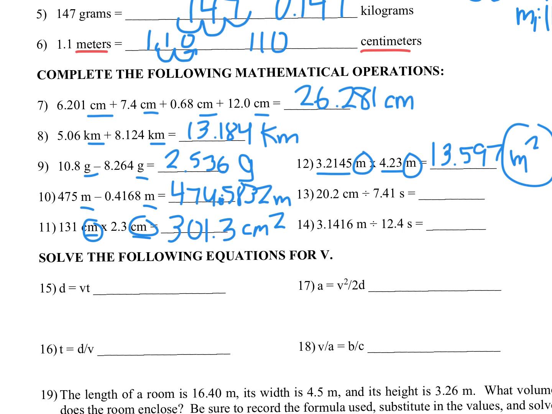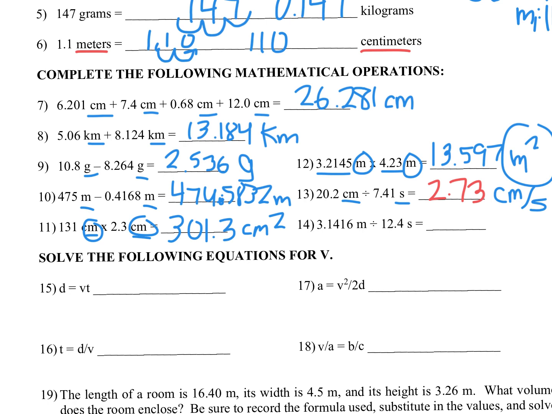How about 13? It's going to be centimeters divided by seconds. What's the unit? It's going to be centimeters per second. Super important to remember that. It's easy to forget. But throw 20.2 divided by 7.41 in your calculator. You get about 2.73. But most importantly, did you remember the unit is centimeters per second? It becomes a rate.